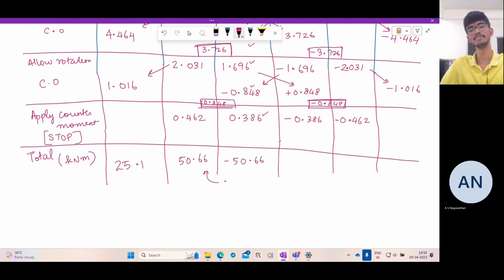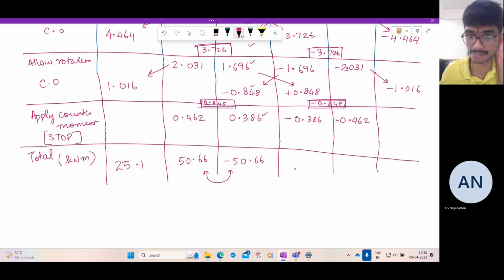So note that equilibrium is satisfied here and there is no unbalance. There is an unbalanced moment, but the unbalance is very small. 0.462 plus 0.38 is of the order of 0.7, which is less than 1% of the initial unbalance. So I can stop it here.